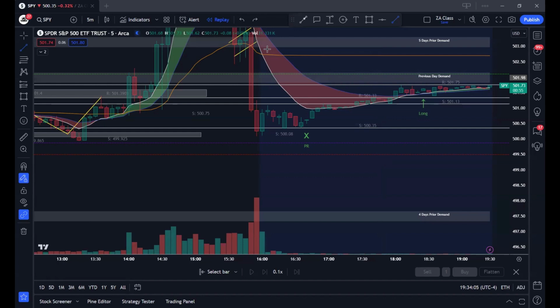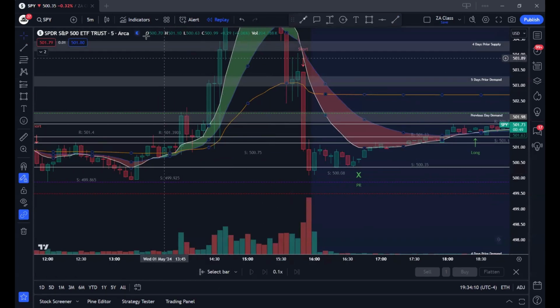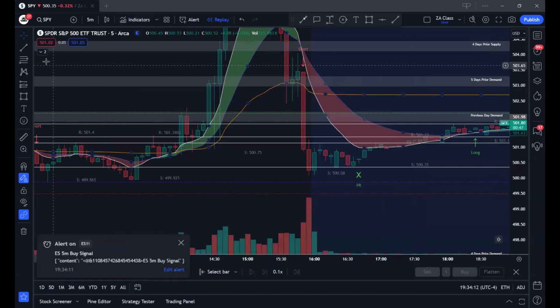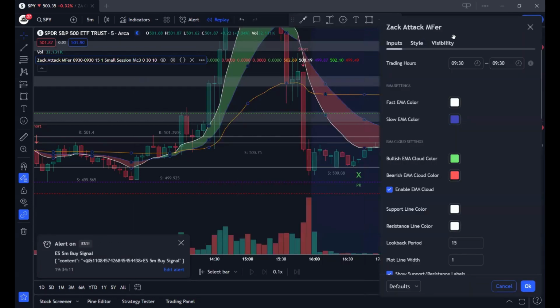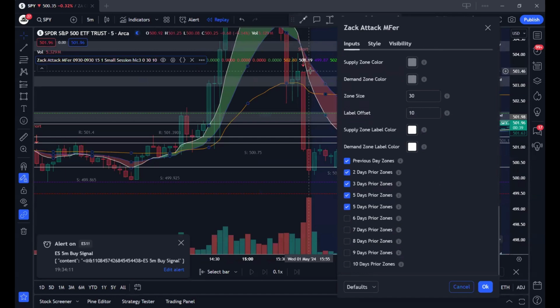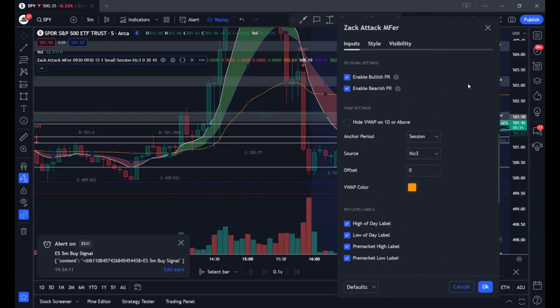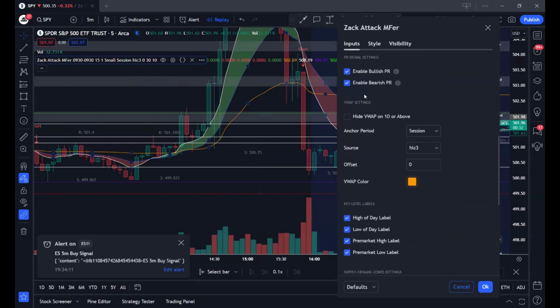Yeah, so the supply and demand zones are, let me remove these drawings. It's a good question actually, because I think I forgot to actually touch on those. Sorry, did somebody say something? All right, must have been an accident. So if we go into our settings, I missed a few. Okay, so we talked about the PR.